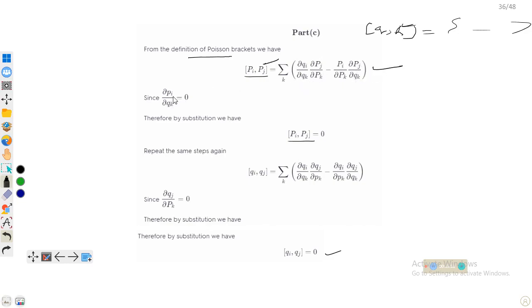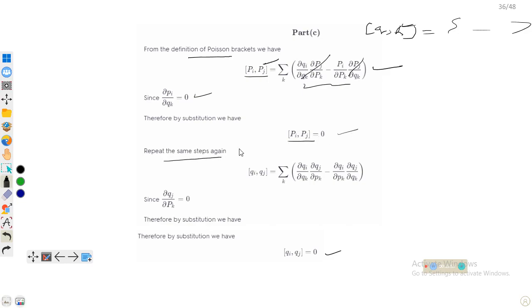We will use the fact that partial Pi over partial Qk is equal to 0, because P does not depend upon Q, so its derivative will be equal to 0. Therefore, substituting Pi and Pj, since P does not depend upon Q, partial P over partial Q goes to 0, and similarly the other one also goes to 0. Both terms go to 0 and the bracket of Pi and Pj is equal to 0.